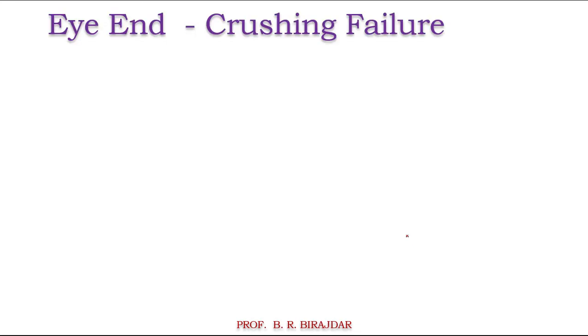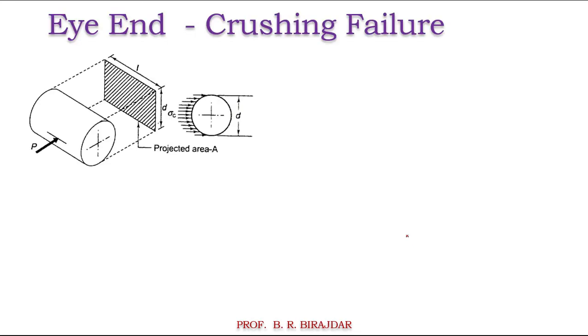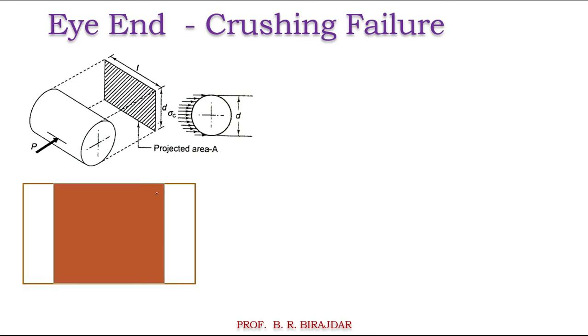And the last, in case of this eye end, is the crushing failure of this eye end. Now what happens, as this is the pin which will exert the compressive force on the eye end. If I consider here, it is the outside area, and this is the pin which is applying this compressive force. So this area inside, by the pin, is where you are getting compression. This is the shaded area which is resisting the crushing failure. Now that we can calculate. So this is the diameter small d, and this is the width B.